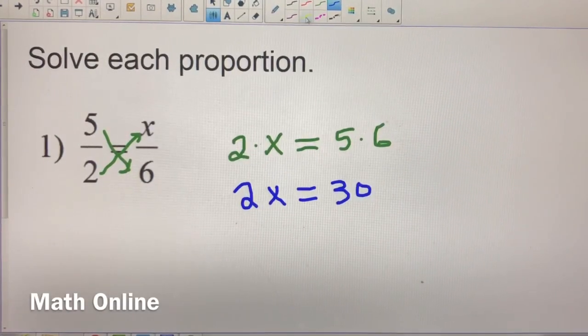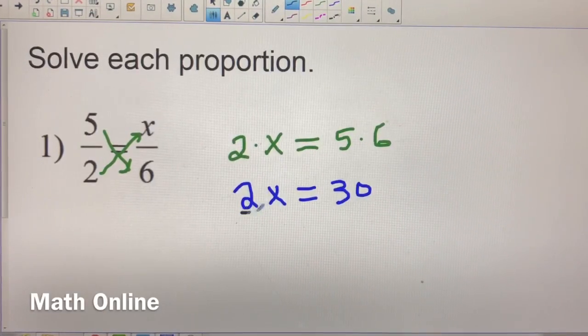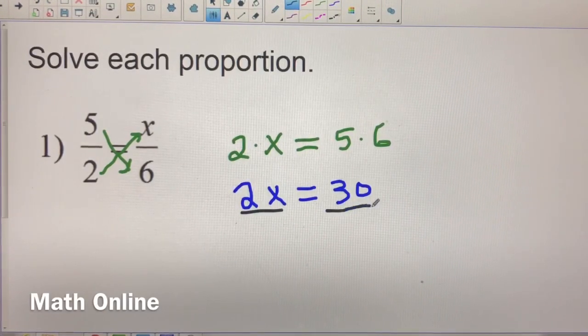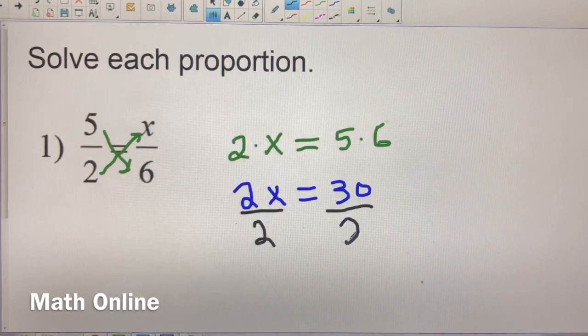So we're going to divide both of these sides, right? What you do to one side, you have to do to the other. So we're going to divide by 2 to get rid of the 2, right? And leave x by itself. So we're dividing by 2. And 2 over 2 just becomes 1. So we're left with x. It doesn't cancel, guys. It just becomes 1.